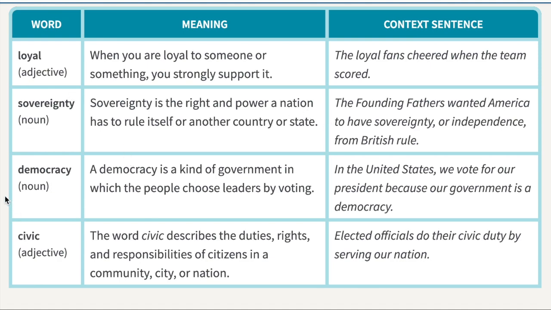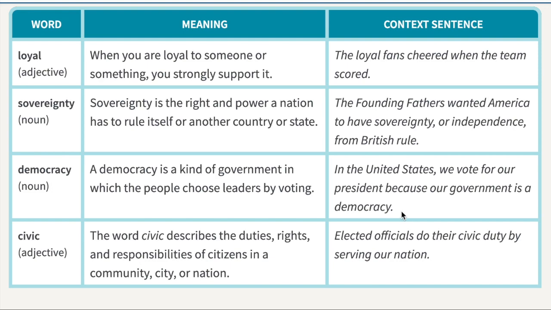Okay, here's another word you've probably heard before. Democracy. Democracy is another noun, it's another thing. A democracy is a type of government, and it's the kind of government where the people choose their leaders by voting. This was a big year for democracy in our country because we had a presidential election a few months ago. In the United States, we vote for president because our government is a democracy.